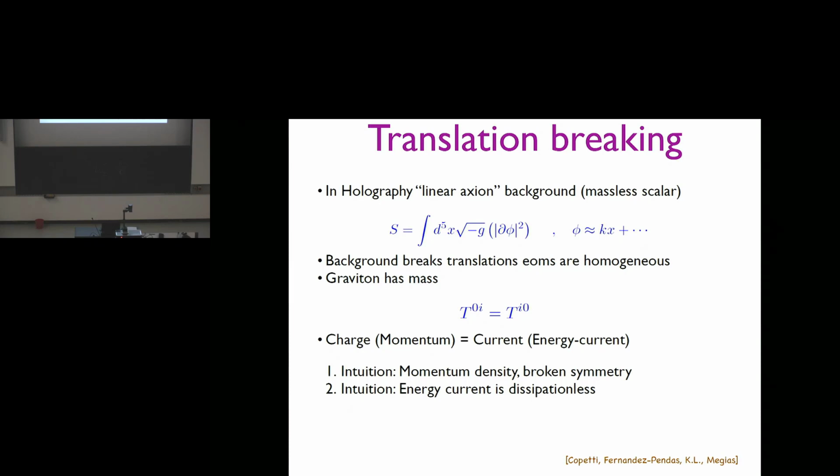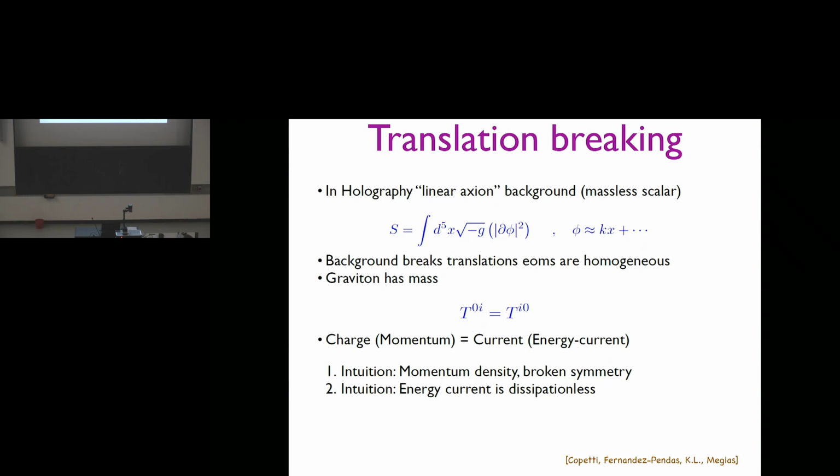If it's translation invariant, you can just go to a frame where the fluid flows. But once you have switched on this background, this massless scalar field with this linear profile, then this uniform flow becomes massive, and it actually costs you energy to move that fluid. So you lift this degeneracy, and now you can ask what's happening to this anomalous transport phenomenon.